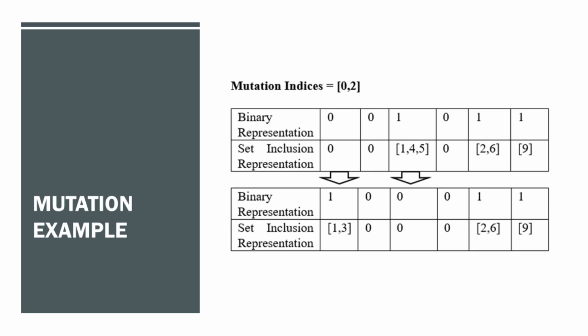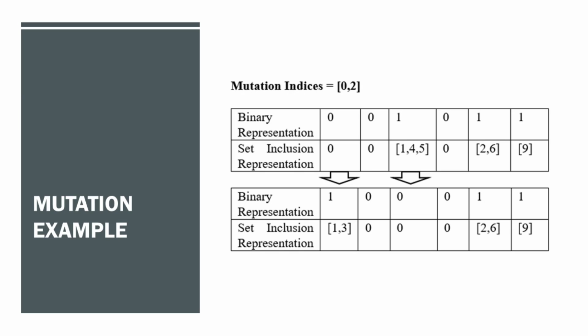So here you can see that the mutation indices, which determine where the mutations occur inside of the list, are 0 and 2. So when we look at our first binary representation, we have a 0 in that first slot of our list. And since we have the mutation index of 0, we want to flip that binary inclusion to a 1, as you can see below with that arrow pointing down. And then that also affects our set inclusion representation by including the set that is also stored in the original problem instance. And we see that that subset is 1 and 3.